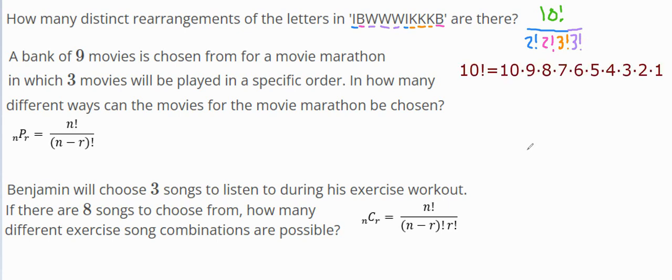10 factorial means 10 times 9 times 8 times 7 times 6 times 5 times 4 times 3 times 2 times 1. We could put that in the calculator, but we don't necessarily have to. We can also notice a couple things. 2 factorial means 2 times 1, which is 2. So we have 2 times 2 here, effectively, which is 4. So that would cancel out with this 4 right here.